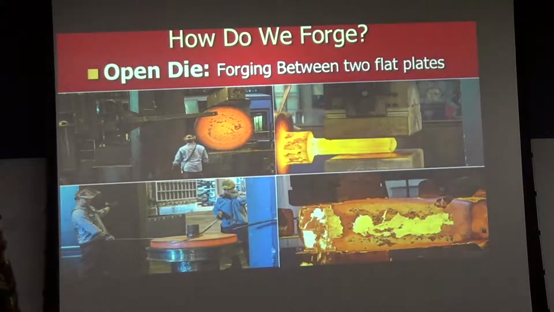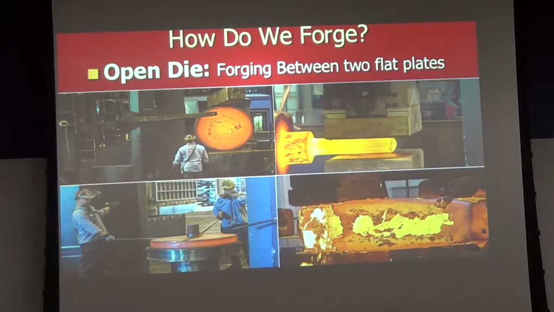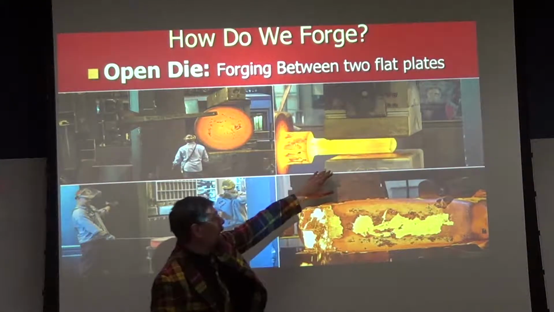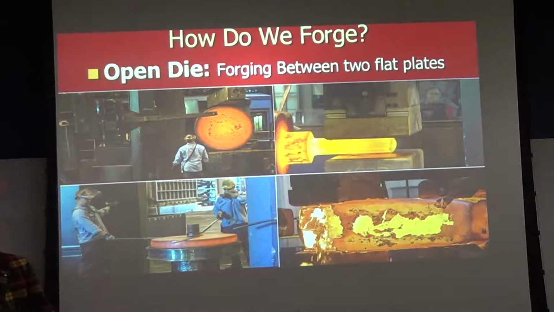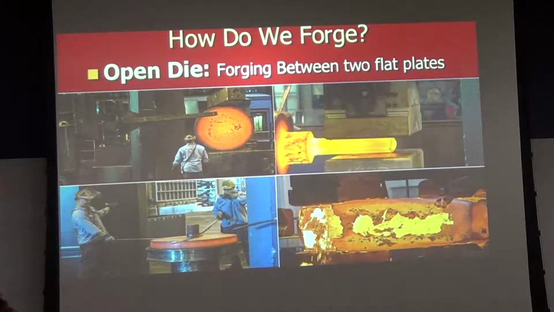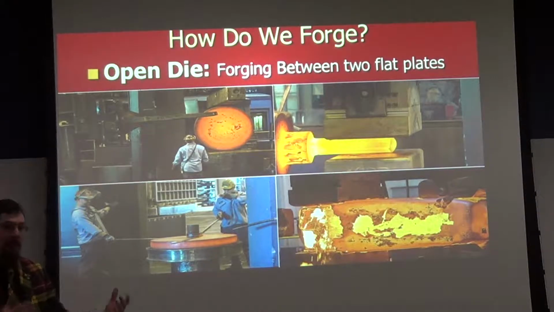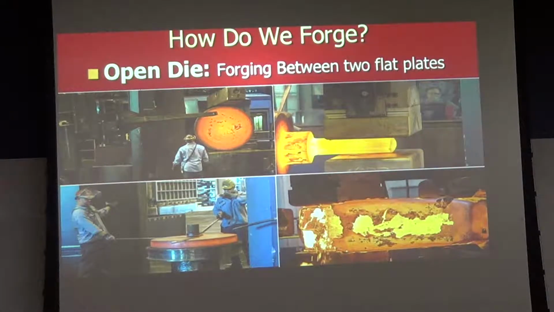Okay. So that was closed die. Open die forging is using really simple shapes. And this is a very classic example of an open die. It's a flat plate. A good way to think about open die is if you've ever seen a blacksmith, which you'll see this afternoon when we get down to the lab. That's open die. Simple shapes, simple tools.